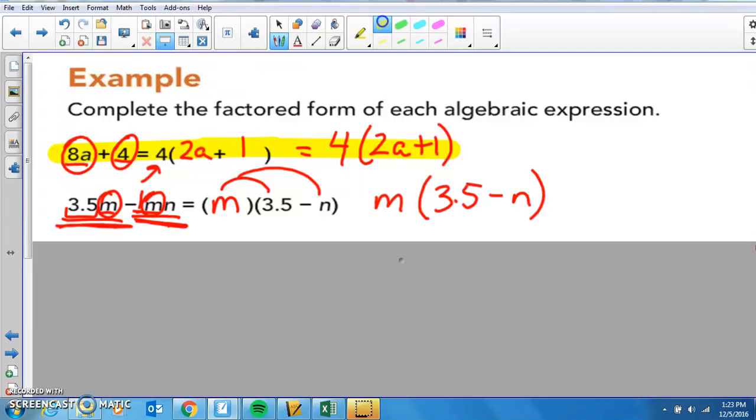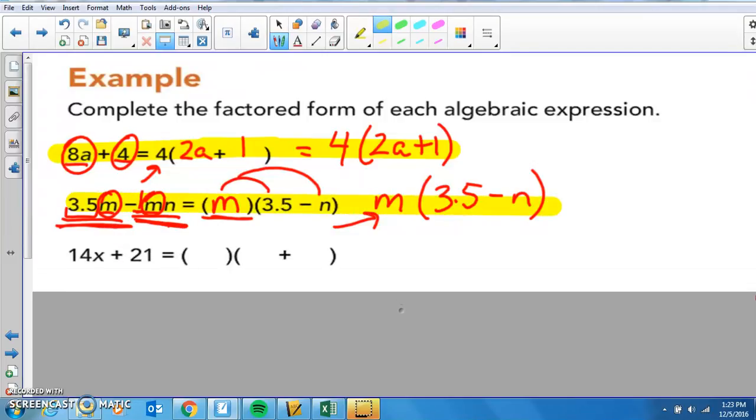And I know right here they have parentheses around it. If you want to keep the parentheses, you can, or you can write it the way I have here. So again, I want you to copy that down. All right, let's try this one.